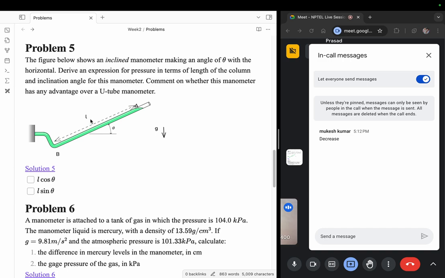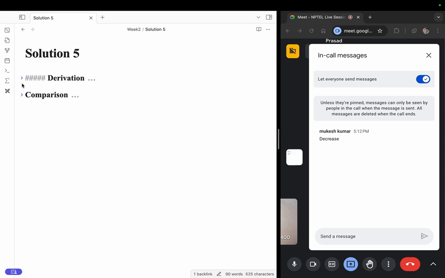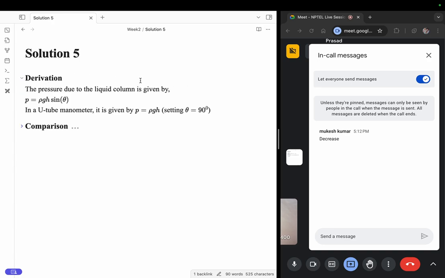So you should be taking the component along the y direction. So which component is along y? L sin theta. Yes, it's L sin theta. So like previously the formula is rho g h, now instead of h you will be having L sin theta. And if theta is 90 degrees, I can use the sin. Sin 90 degrees equals 1, and that will come back to your original formula.